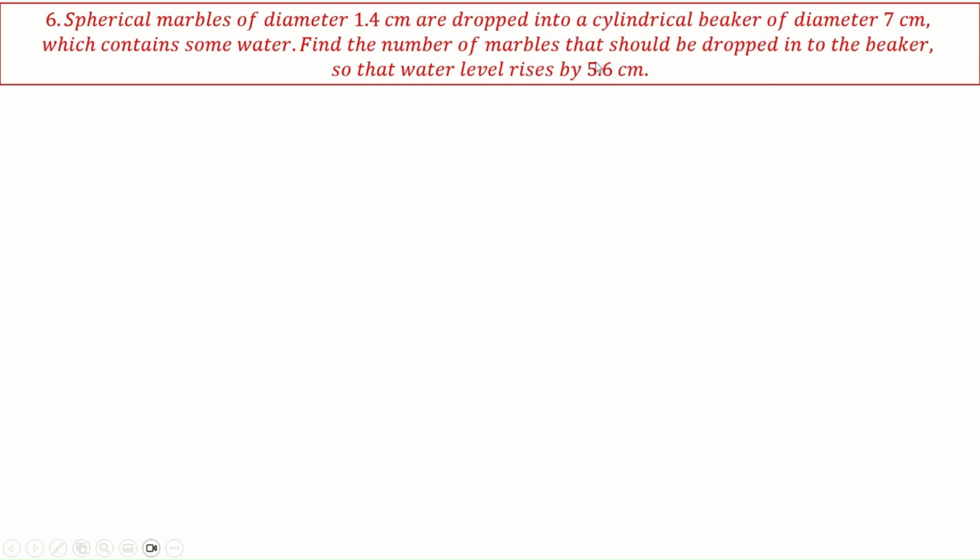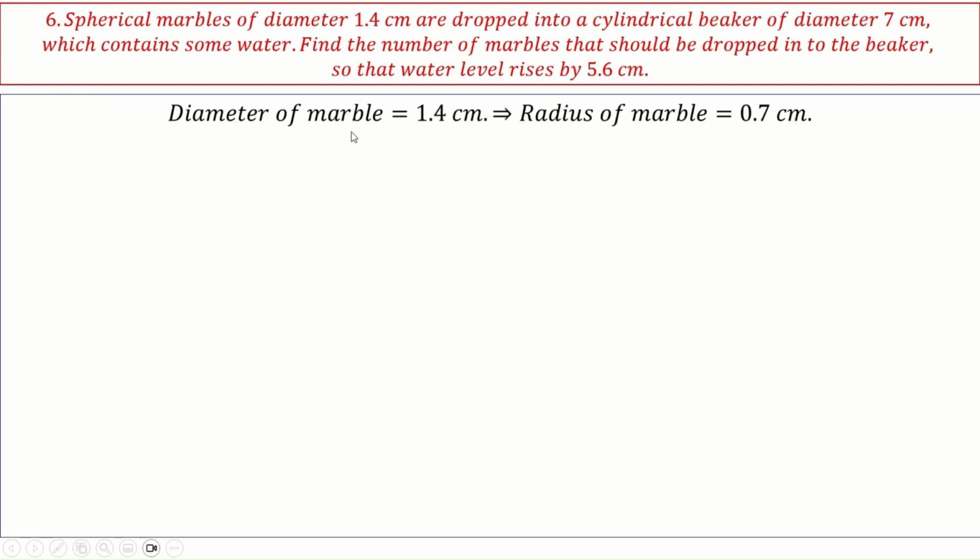So whatever is the increase in the height, that much cylindrical volume is the volume of the spherical marbles, the number of marbles which are dropped. Simple. The diameter of the marble is 1.4 centimeters, so the radius is 0.7 centimeters. The volume of one marble is 4 by 3 pi 0.7 cube cc.